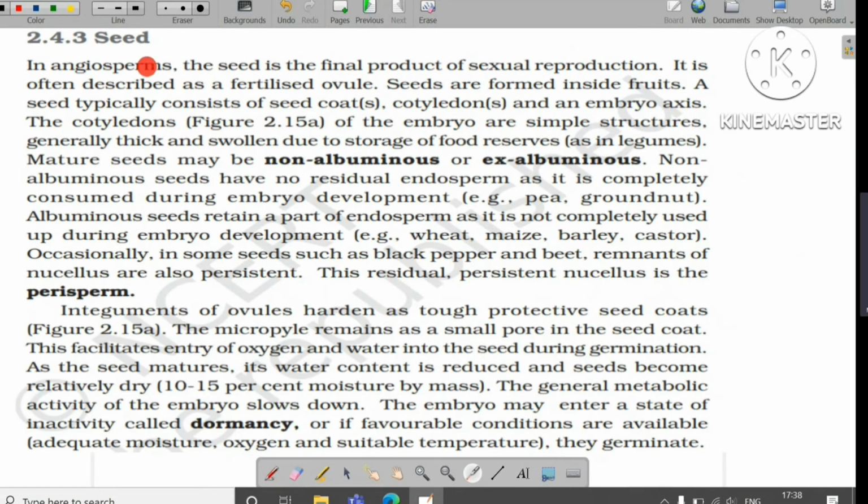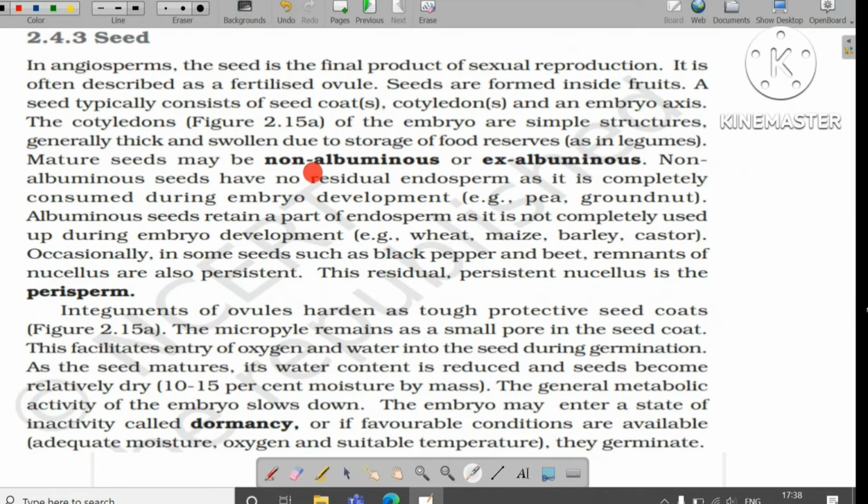Seed. In angiosperms, the seed is a final product of sexual reproduction. It is often described as a fertilized ovule. Seeds are formed inside the fruits. A seed typically consists of seed coat, cotyledons, and an embryo axis. The cotyledons of the embryo are simple structures, generally thick and swollen due to the storage of food reserves, as in legumes.